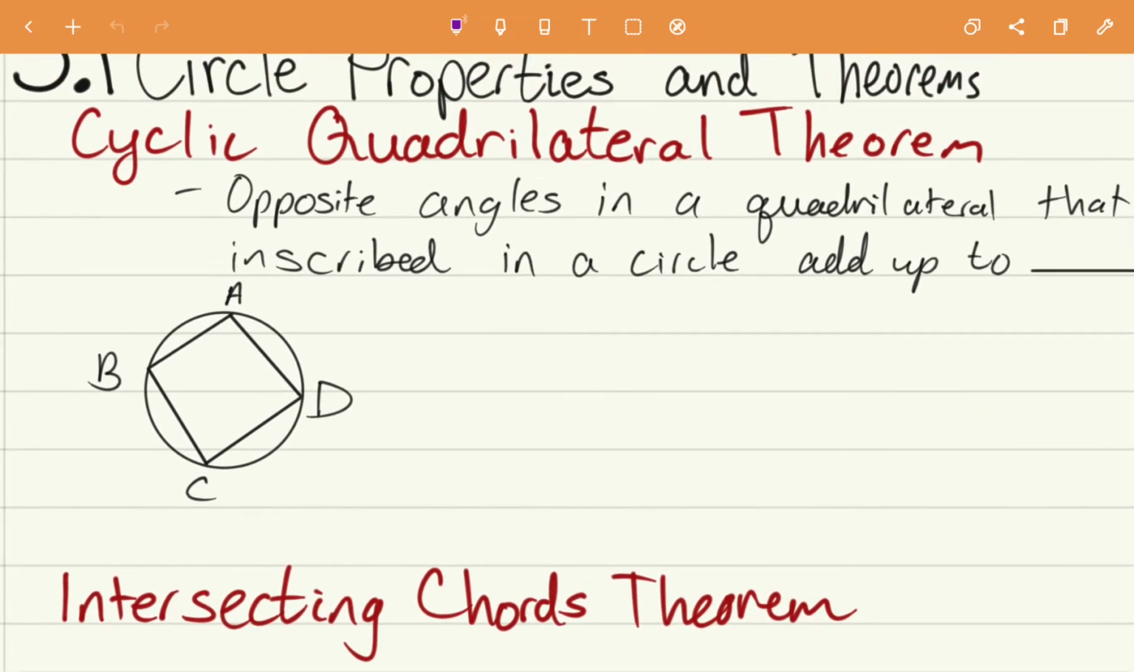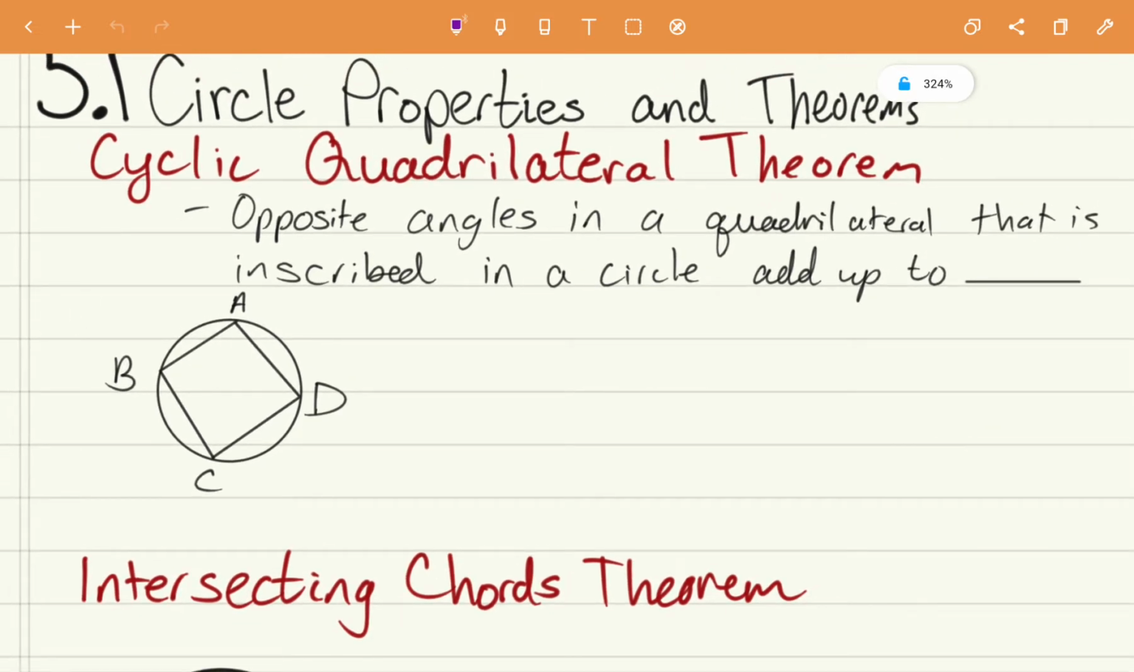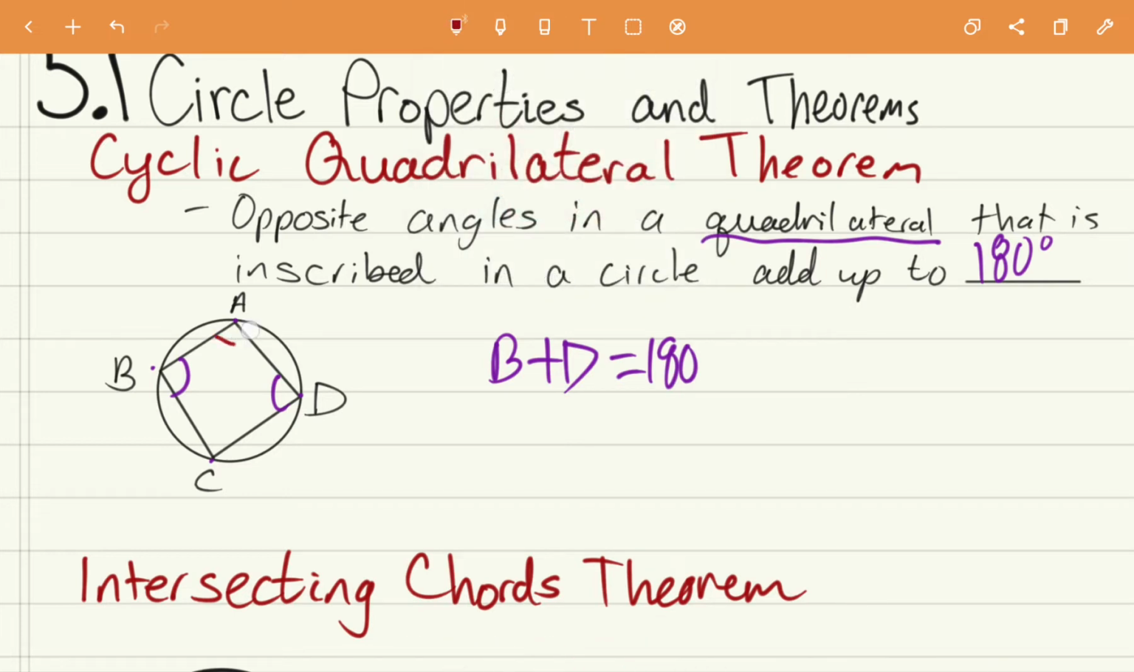So to get started, we are going to look at the cyclic quadrilateral theorem. This is something you're just going to have to remember, but it basically says that opposite angles in a quadrilateral, which is a four-sided shape, that is inscribed in a circle, meaning all of its points fall on the edge of the circle, add up to 180 degrees. So, for example, we have angles B and D. Add those together, those give you 180. Angles A and C, those add up to give you 180 as well.